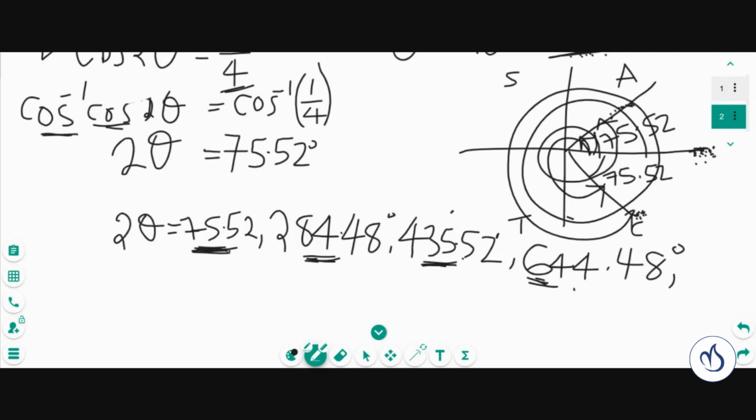However, my question wants the value of theta, not 2 theta. So I divide everything by 2. I get my 75.52 divided by 2, which gives 37.76 degrees. Then 284.48 divided by 2 gives you 142.24.